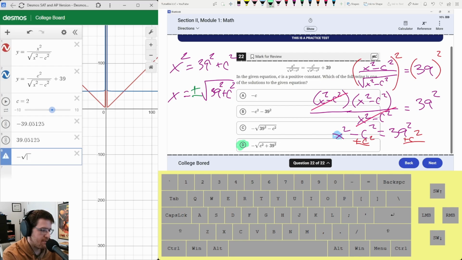Now I'll do negative square root 39 squared minus c squared. Okay, it's kind of close. It's pretty close, but I still don't get one of those numbers, so that must be wrong. And now we're going to do square root c squared plus 39 squared. And we get pretty much exactly one of the numbers we got from the graph. So the only possible choice by process of elimination is D. Even if I didn't know any of this algebra, I still could have gotten this one right.